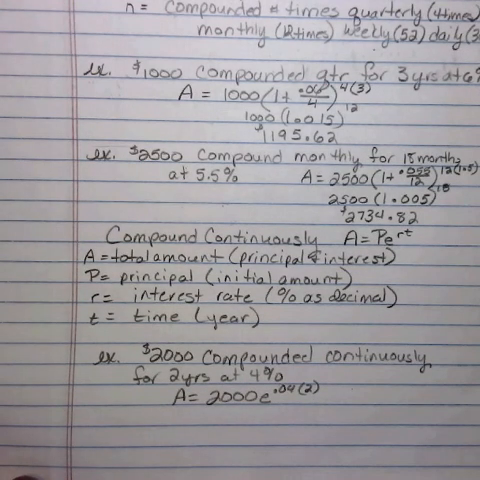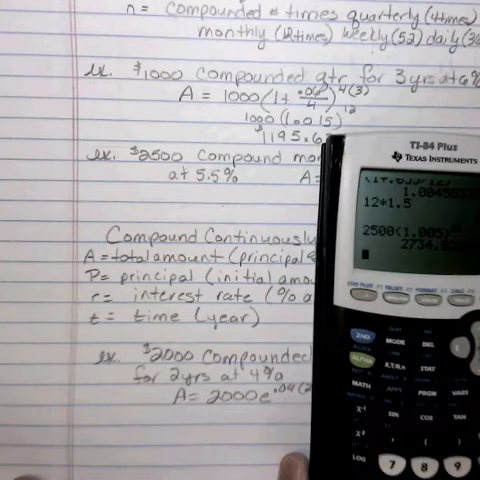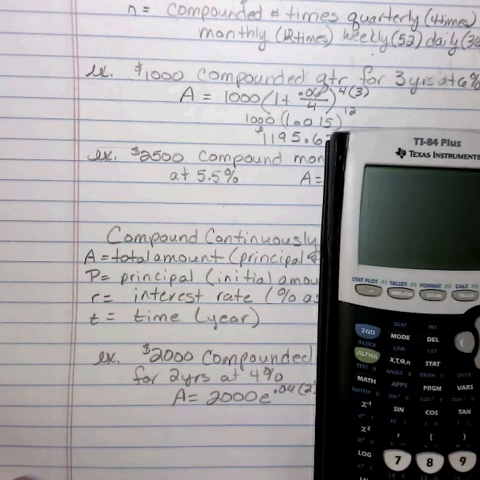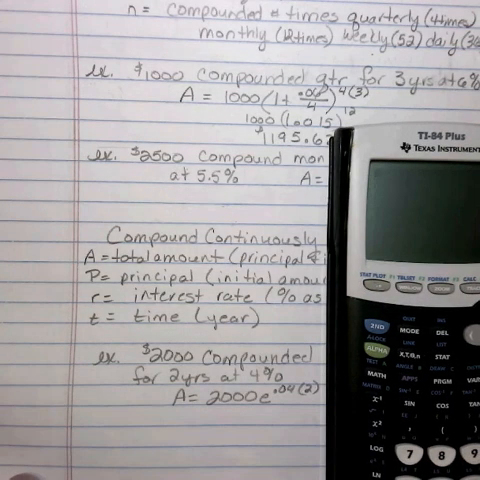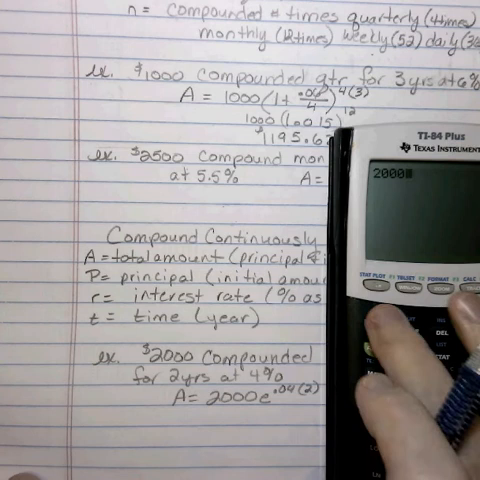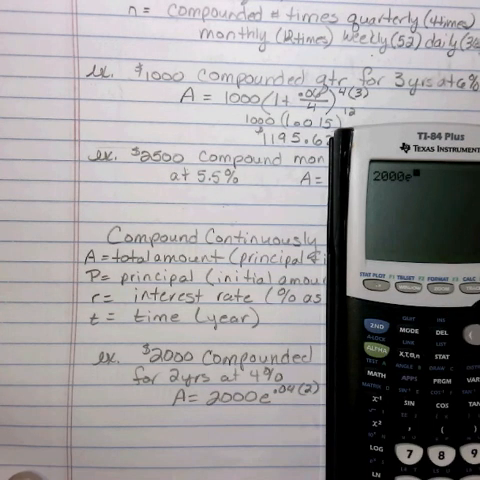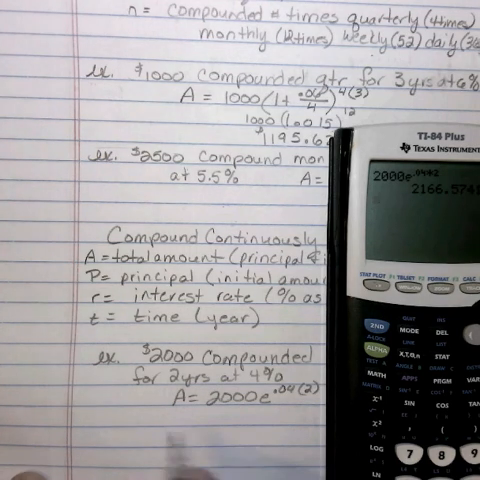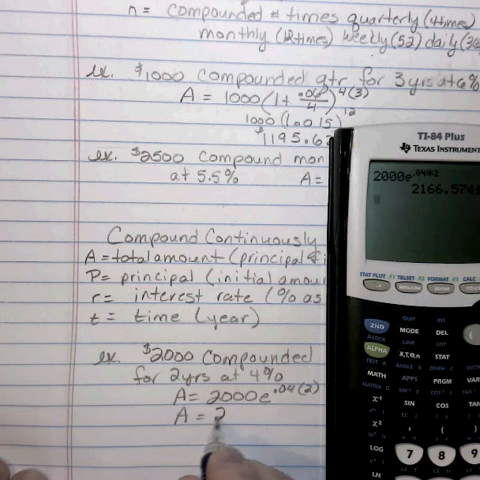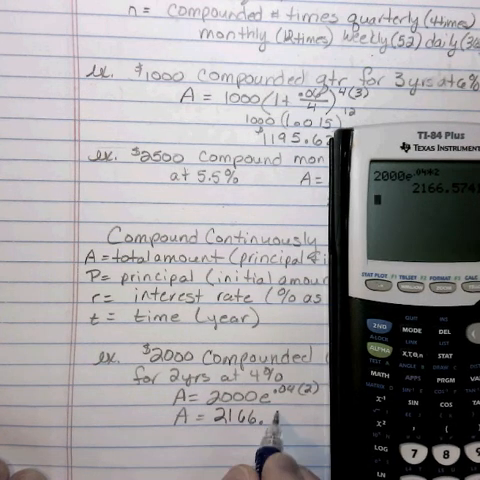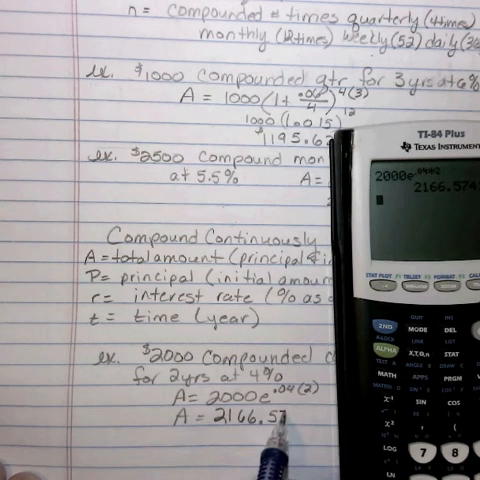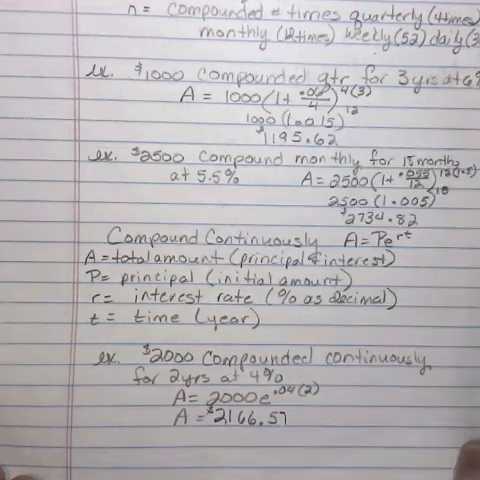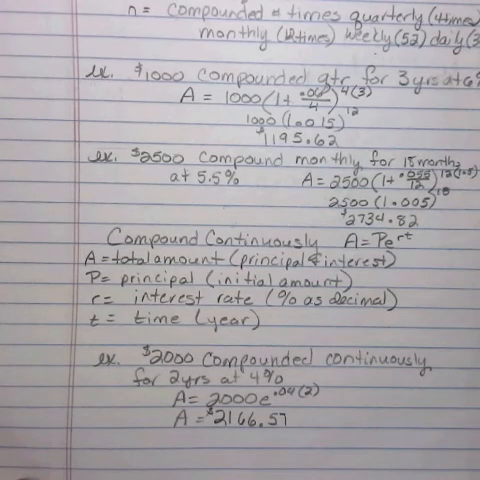So usually we can put this in our calculator with one stroke or one setting. So we're going to do 2,000, second in E, and we're going to do 0.04 times 2 years. And press enter. And so we get the amount to be $2,166, rounded to the nearest penny. That'd be 57 cents. And so that represents our compounded continuously.